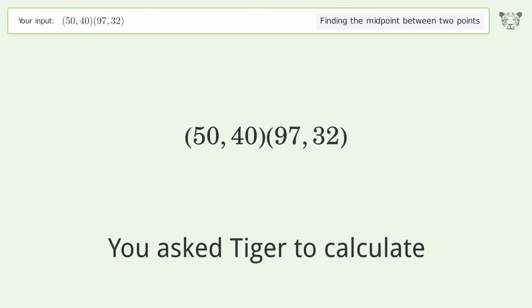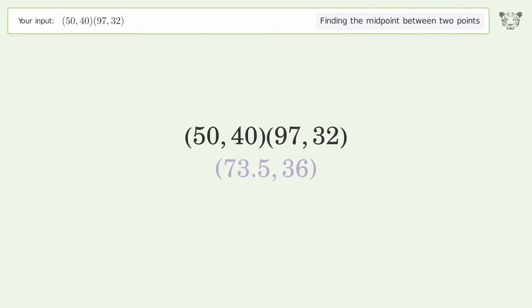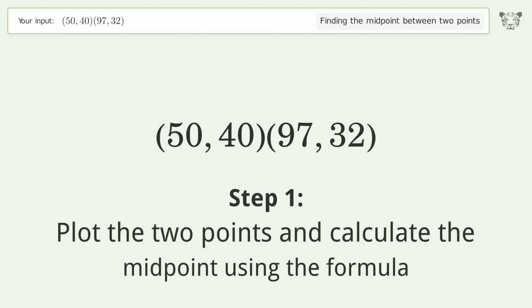You ask Tiger to calculate. This deals with finding the midpoint between 2 points. The midpoint between the 2 points is 73.5, 36. Let's solve it step by step. Plot the 2 points and calculate the midpoint using the formula.